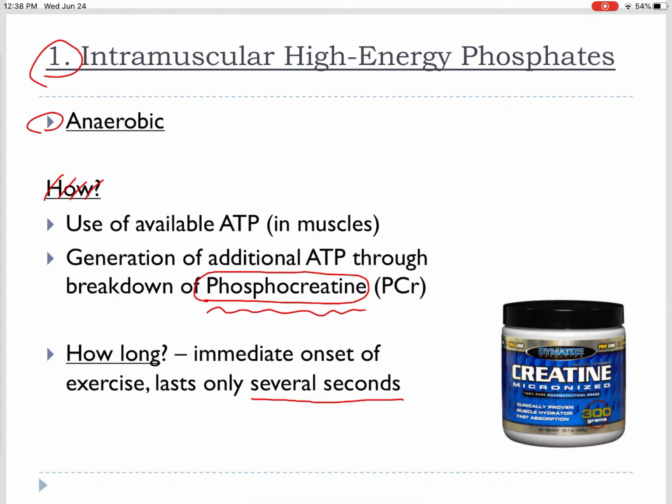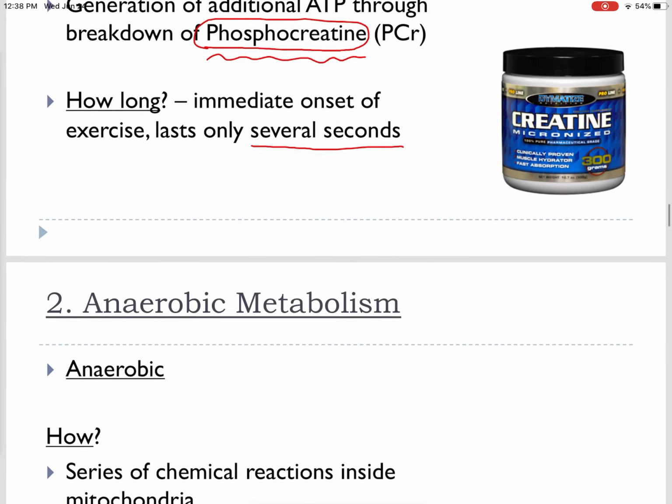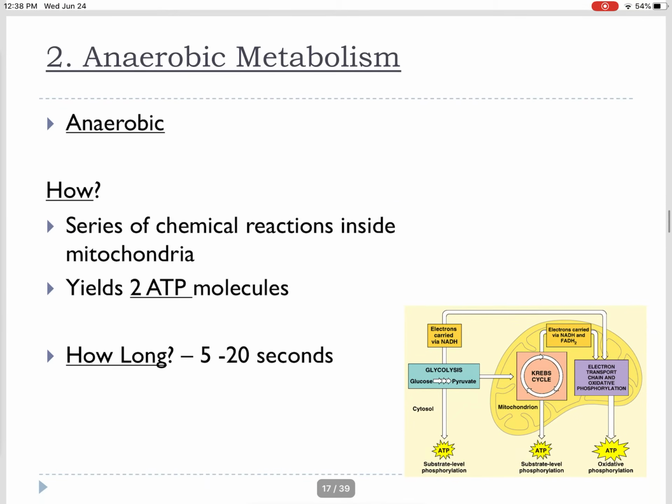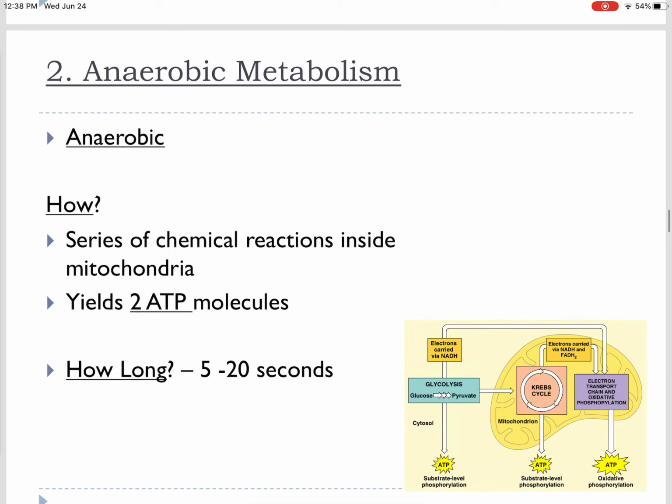But because most of our physical activities last longer than a couple of seconds, we have to rely on a second pathway of chemical reactions to create more ATP. And our second series of chemical reactions is collectively known as anaerobic metabolism. We know that this does not require oxygen. And now I want to point out where it's happening.